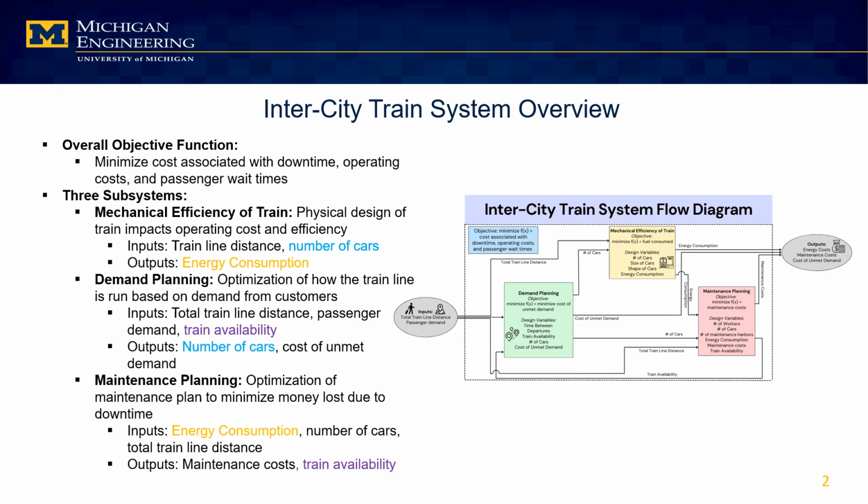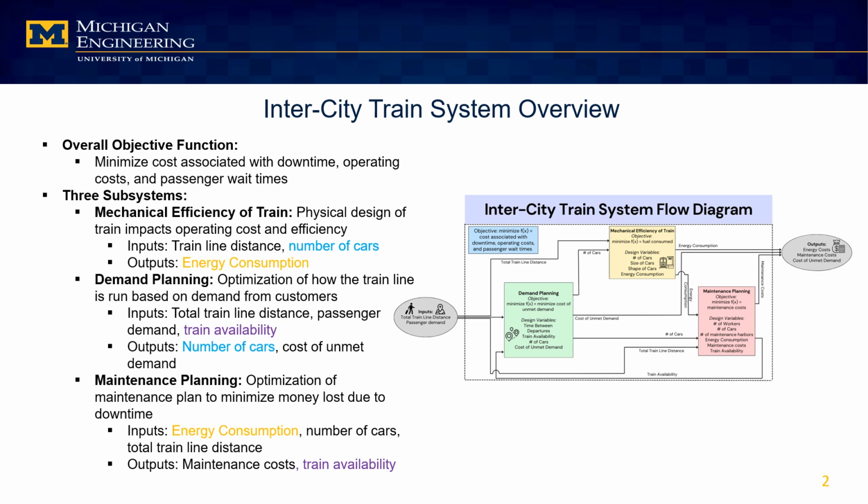The demand planning subsystem defines the locations and frequency at which the train stops as a function of the input demand. Thus, its objective is to minimize the cost of any unmet demand. The maintenance planning subsystem is our final subsystem, and it's concerned with the cost of maintaining the trains from the operating and also from the downtime perspectives. Thus, its objective is to minimize maintenance costs.